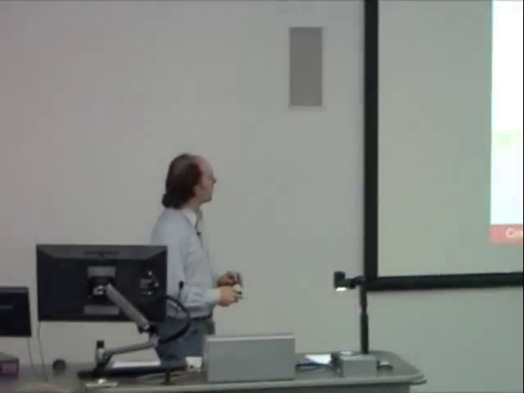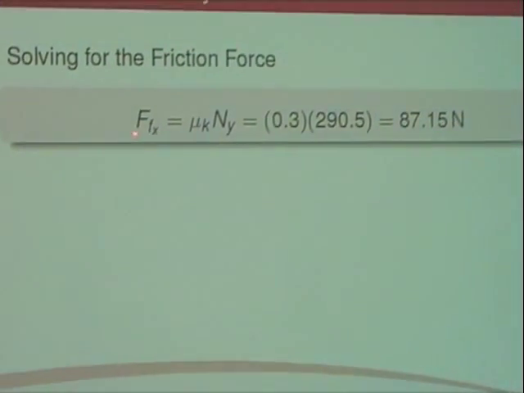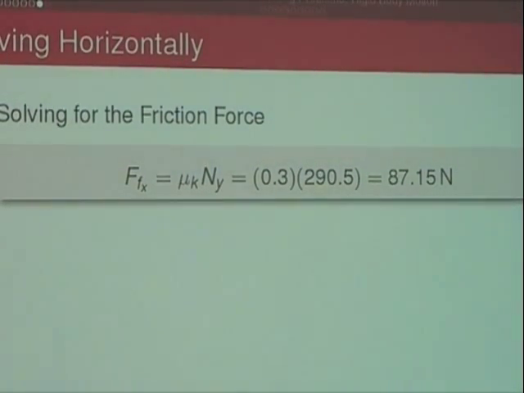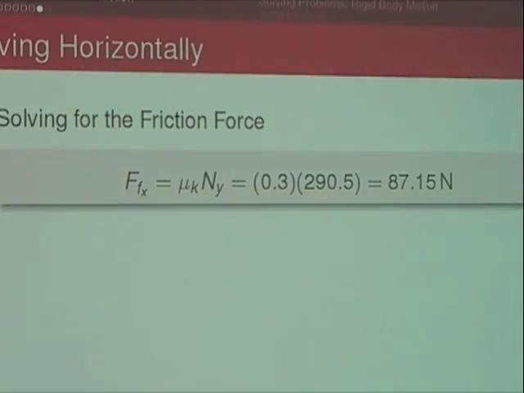So we now employ the friction force equation, mu times Ny. Mu we said was 0.3, that was in the question. You'll generally be given the coefficient of friction. That's not something you have to assume. So we multiply that normal reaction force by the friction coefficient, and we get 87.15 newtons. So we now know what the friction force is. We've now solved two of the unknowns: the normal reaction force and the friction force.